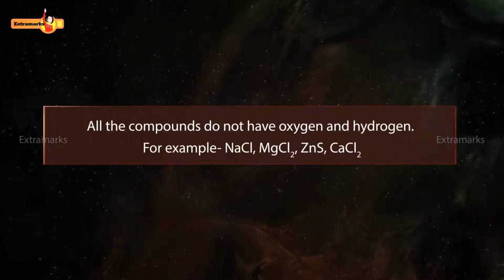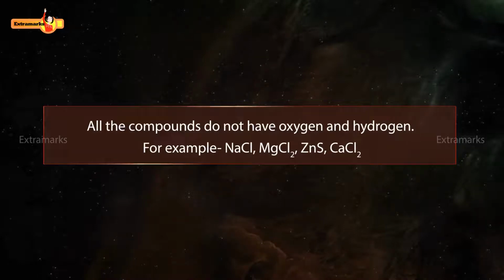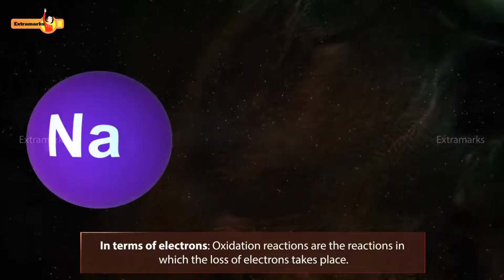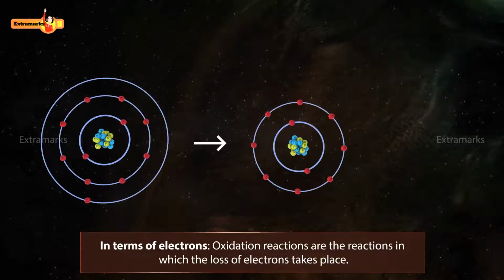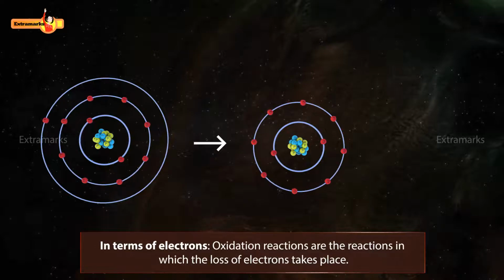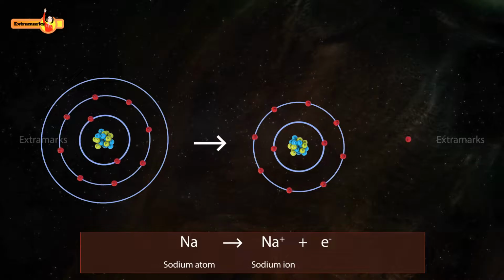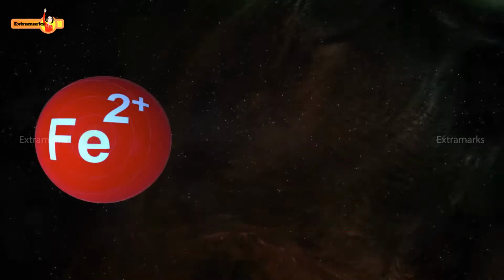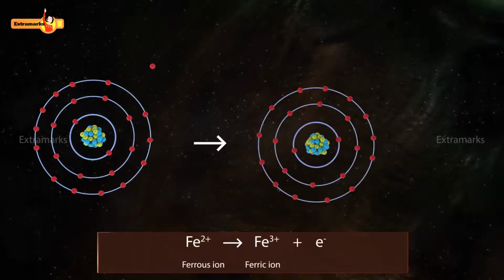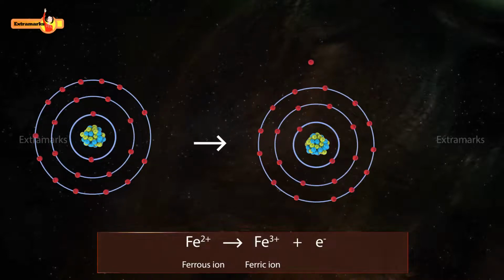All the compounds do not have oxygen and hydrogen, but they all contain electrons. Therefore, oxidation reaction can also be defined as the reactions which involve loss of electrons. Here, sodium atom is losing an electron to form sodium ion. Similarly, ferrous ion loses one electron to form ferric ion.